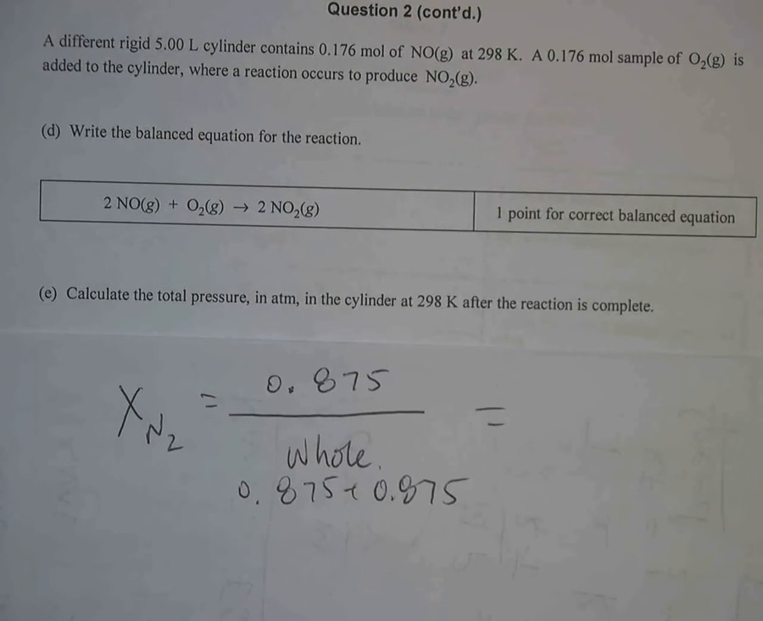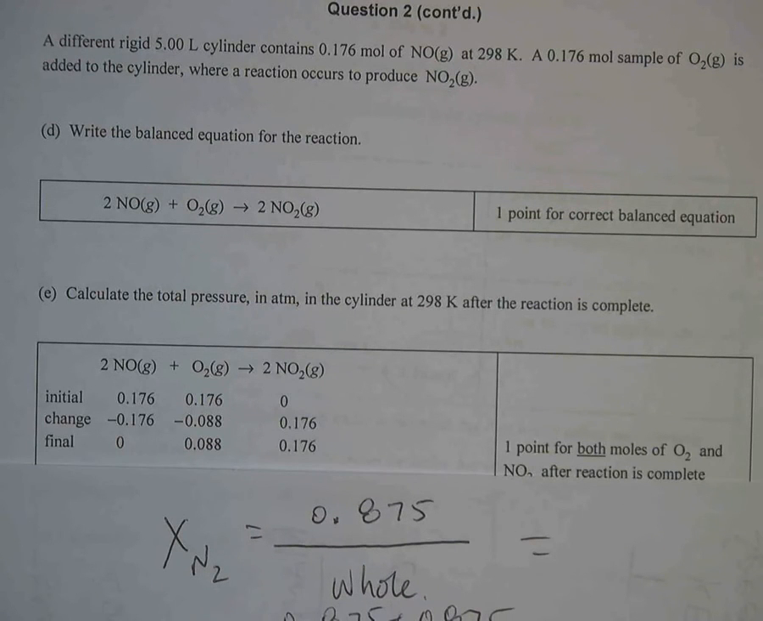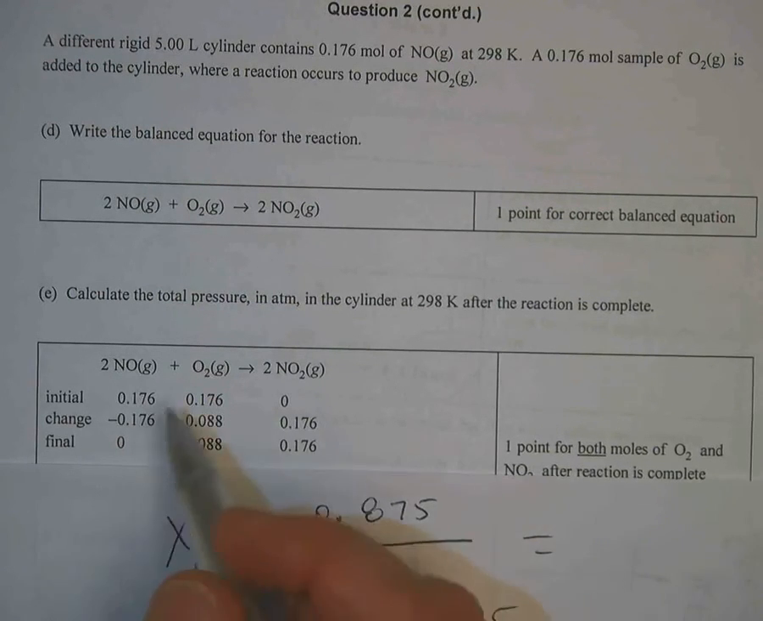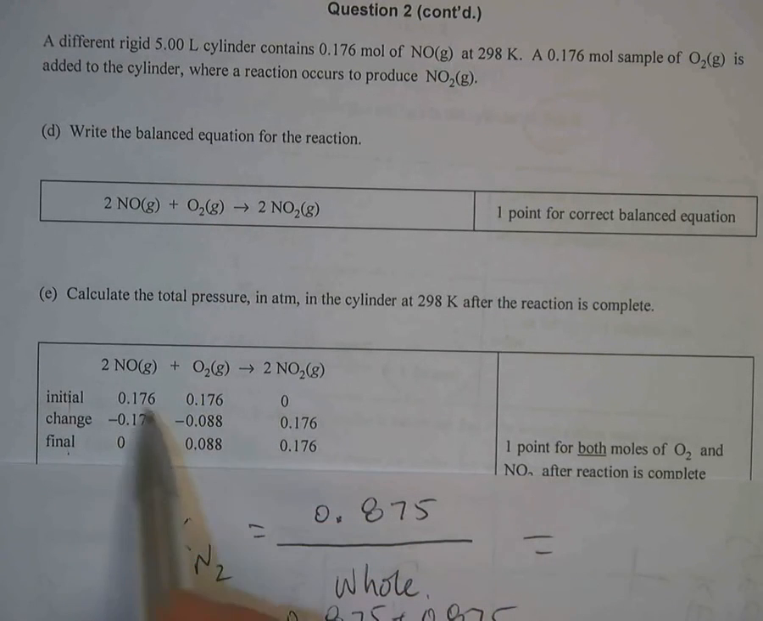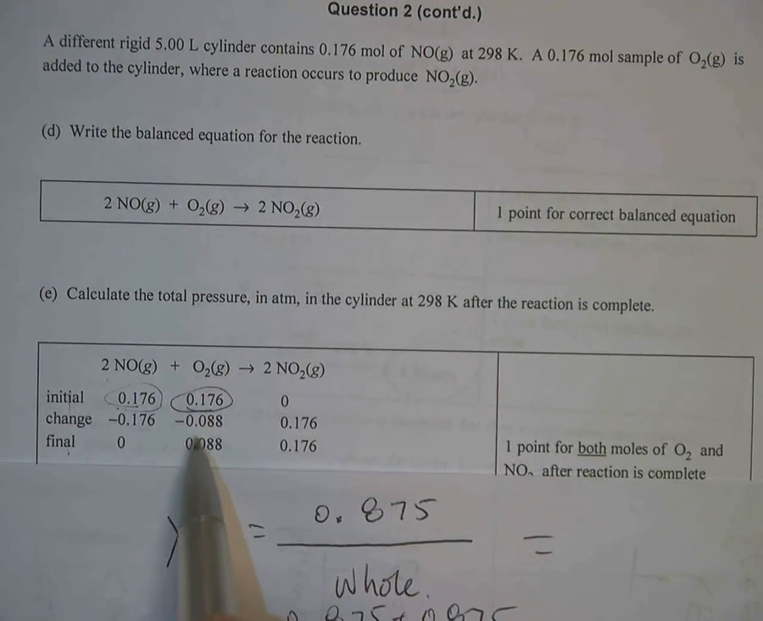And then calculate the total pressure in atmospheres in the cylinder after the reaction is complete. So now we have a stoichiometry experiment to do here. They did a nice table here where they said this is my number of moles to start with. This is my number of moles to start with. Notice it's a 2-to-1 ratio.